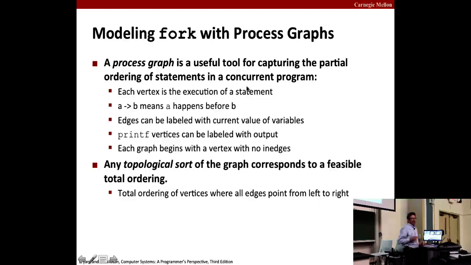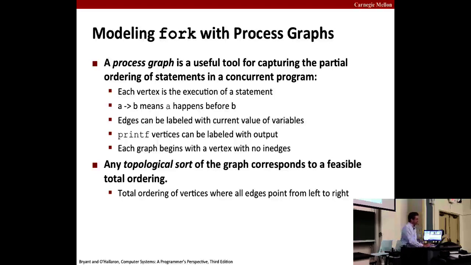Just like you said, forks can be complex to understand, especially if they're nested or you call them multiple times. So we use a tool called a process graph to capture what could happen when we call forks. We can't make any assumption about the ordering of different processes, but we can capture the partial ordering of events using this tool called a process graph.